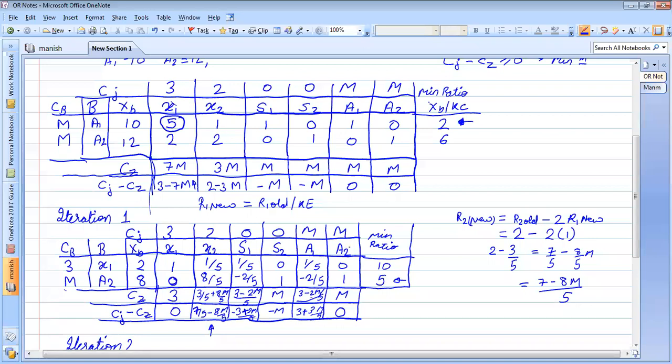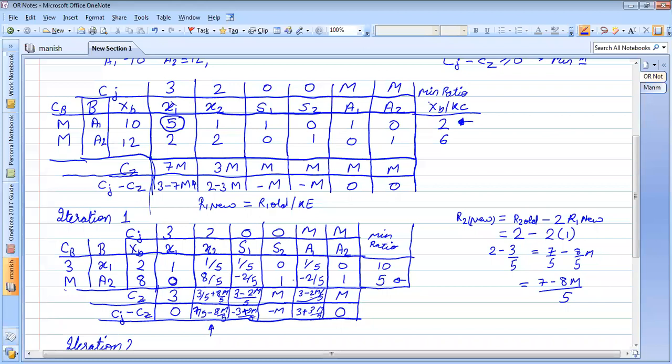Then next, M minus M will become 0. Then again we have to find the minimum value. So this is the maximum negative value. The maximum negative value will be taken as the key column, and then again we have to calculate the minimum ratio. So we are calculating the minimum ratio.